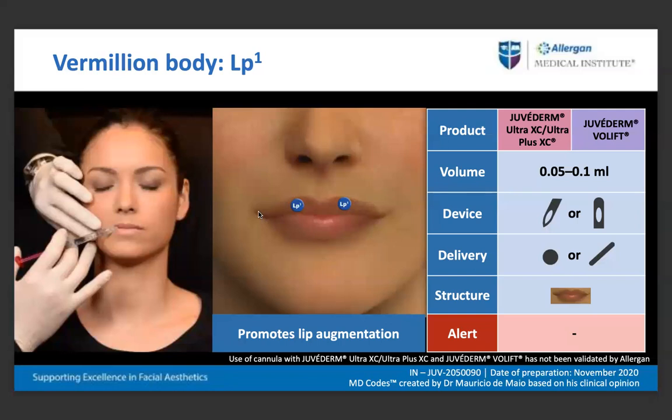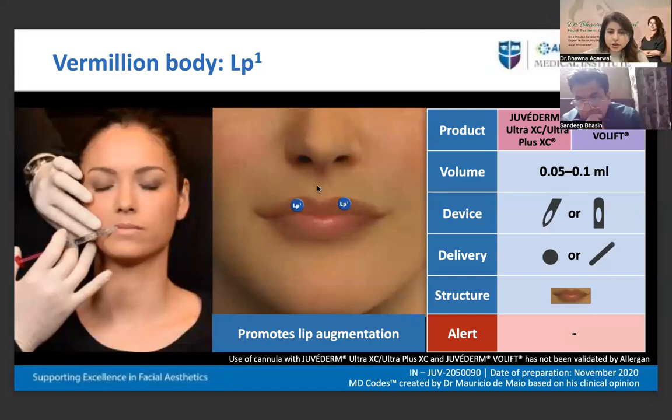So for LP1 we get 2 linear threads. How far are we from the midline? See the length of the needle. You measure the length of the needle from here to here, and start about that distance away. Start first medially and then laterally. Do not do here first and then start.